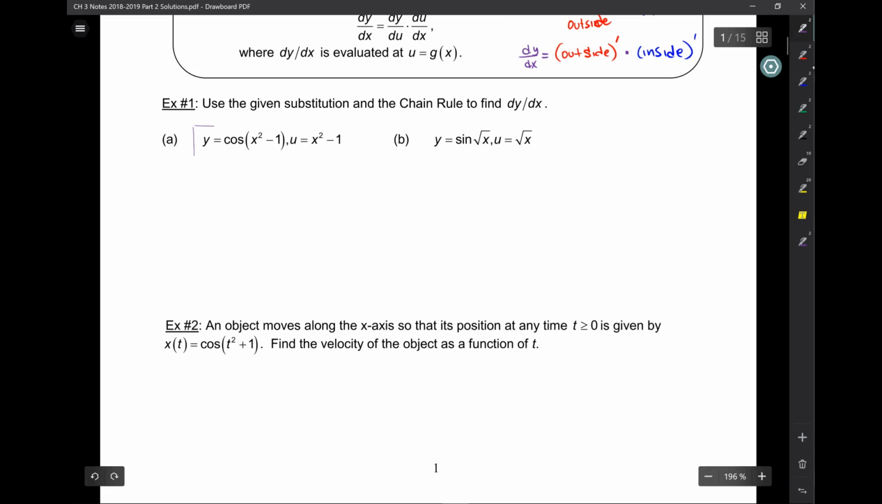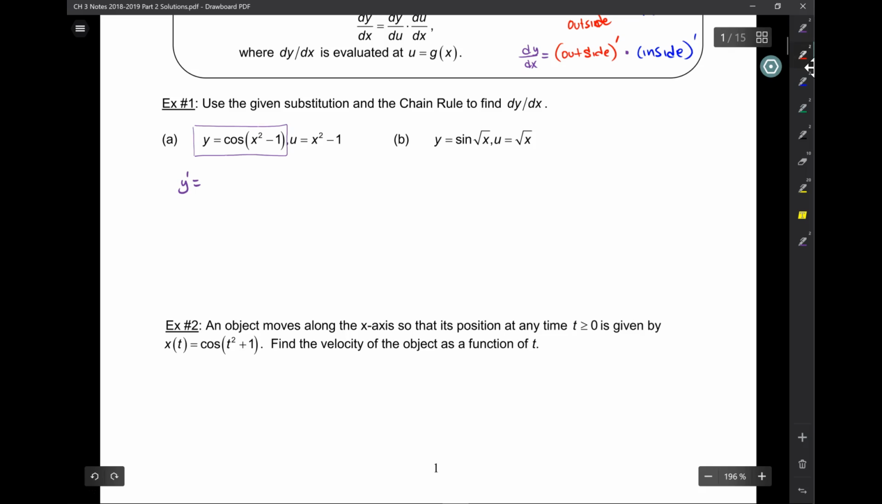We have y equals cosine of x squared minus 1. So first you have to identify that this is one where you have a composite function. You have one function inside another. So if you zoom out, what's the outside function? Cosine of x. What's the inside function? X squared minus 1. That's what you have to identify first. Sometimes it's very simple, sometimes not as much. So now, y prime is this.